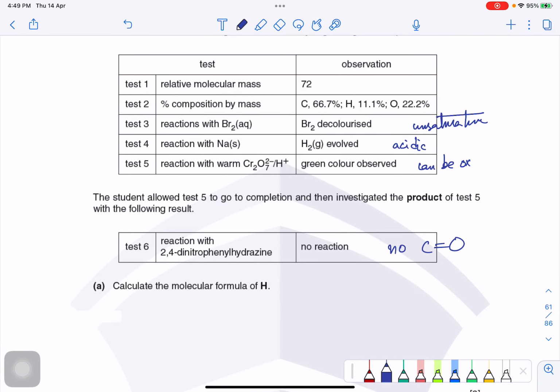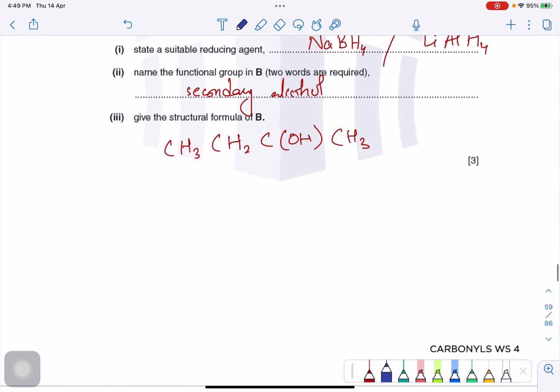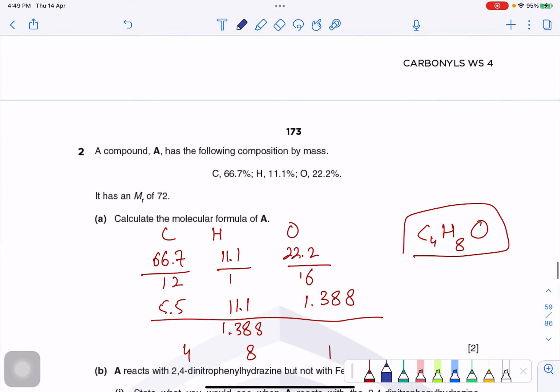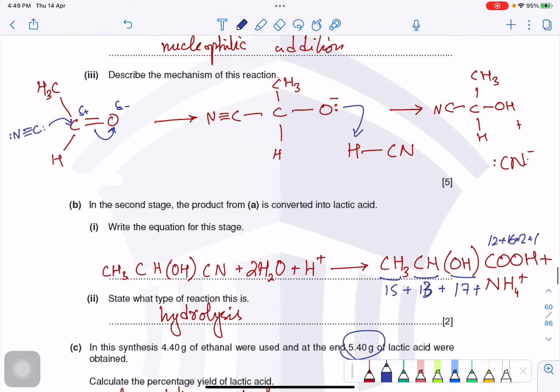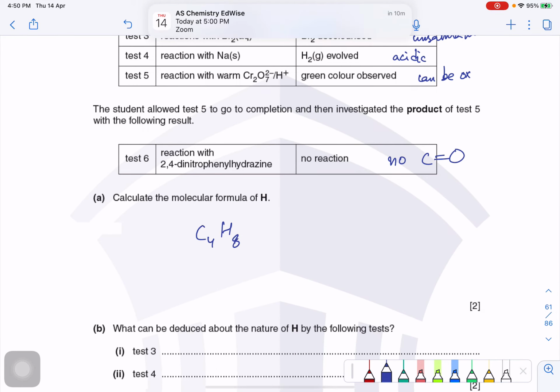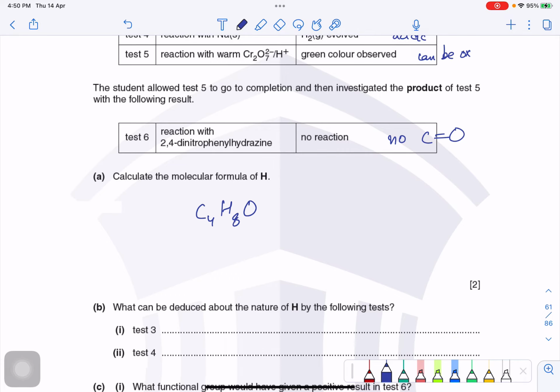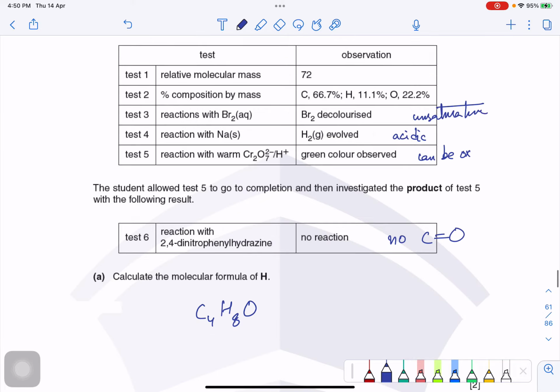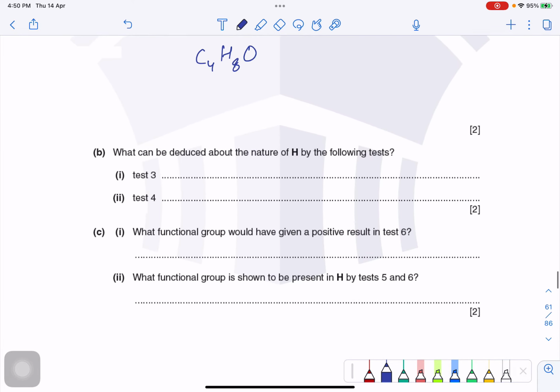अभी हमने किया था, उसमें क्या आया था? ये वाला था. C4H8O. So I'm just copying that one. What can we deduce about the nature of H by the following test? So we just did. वो मैंने आपको लिख दिया यहाँ पे. ठीक है. So carbon carbon double bond because of bromine, and oxidation की वजह से OH, and acid obviously weak acid है तो वो भी OH की वजह से हो सकता है.